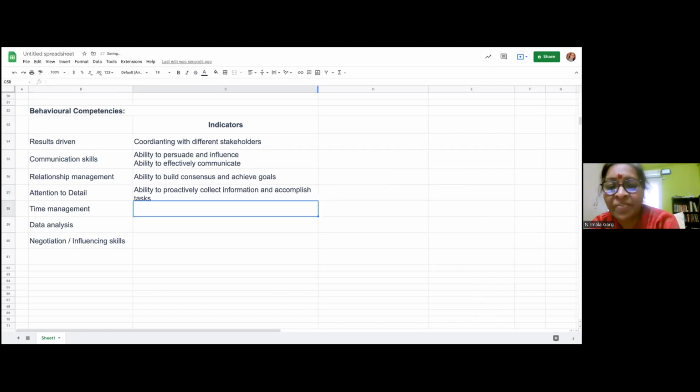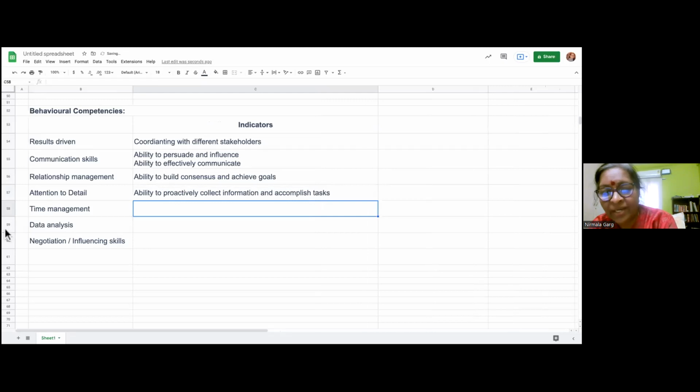Time management is very easy to write. What will you write? Ability to do things in time. Complete the task on time. Plan, design, deliver. Deliver in time, as per plan.